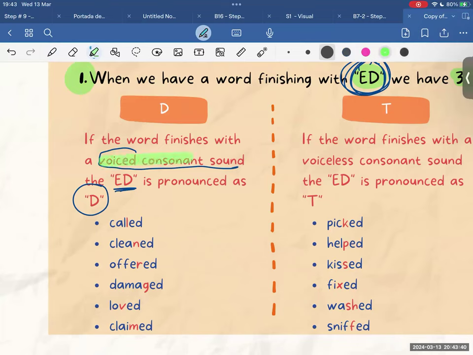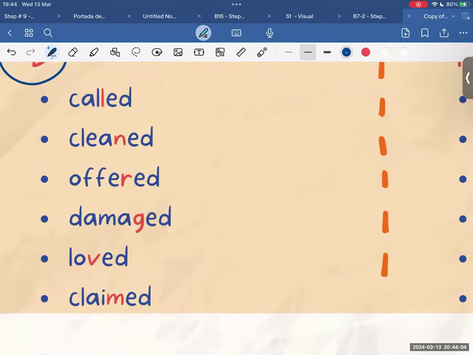So if we talk about voiced consonant sound, remember that vibration? The exercise of vibration that we finished? You don't remember? You remember, Vianney? The exercise of vibration. For example, look at these verbs, all right? Open your microphones if you want. The pronunciation: call, call. Vibration, right? Call. Clean, clean. Offer, offer. Damage, damage. Love, love. Vibration, right?